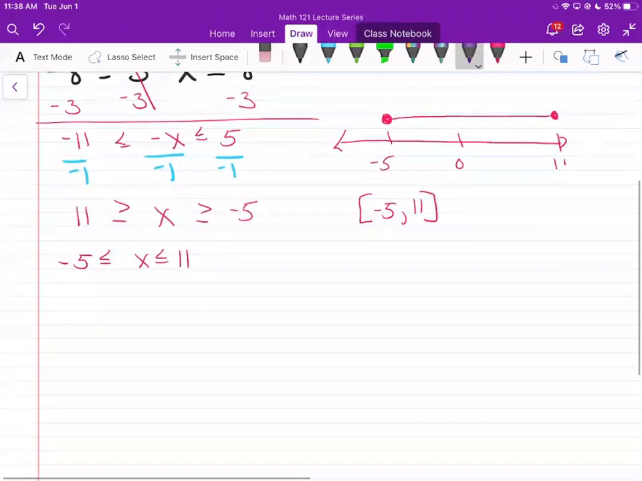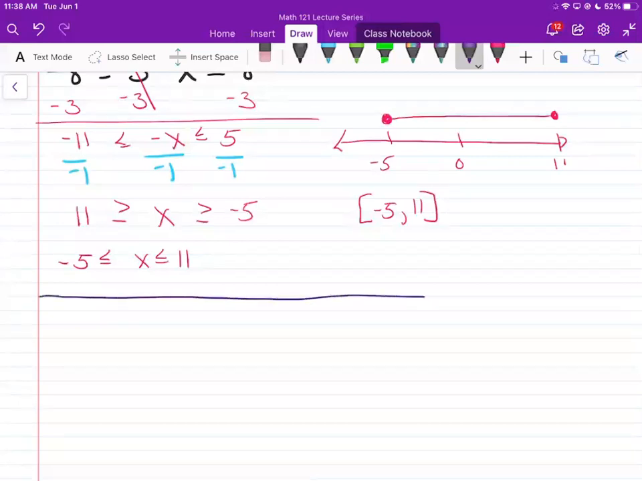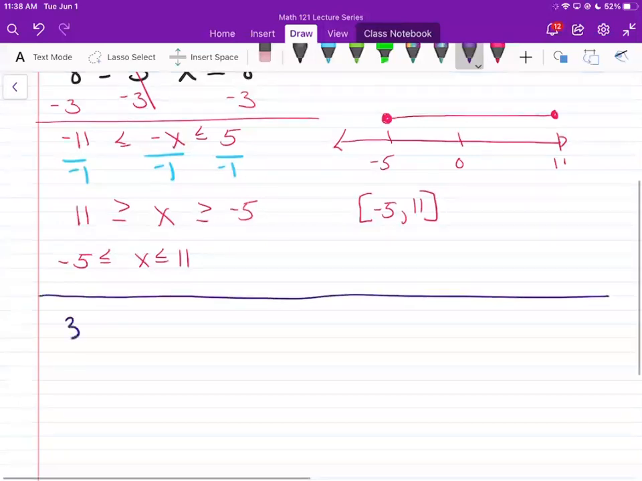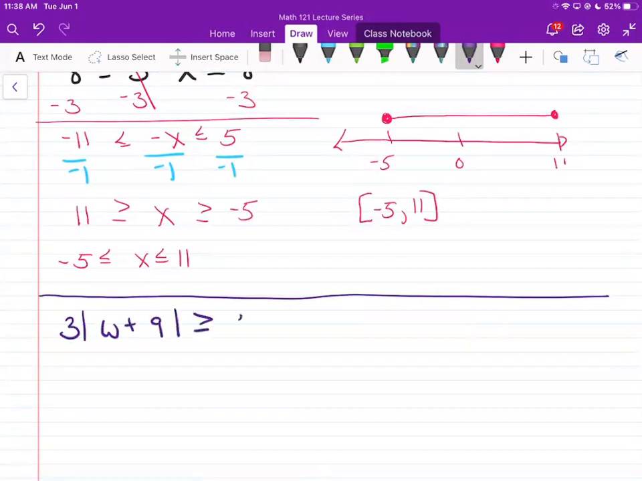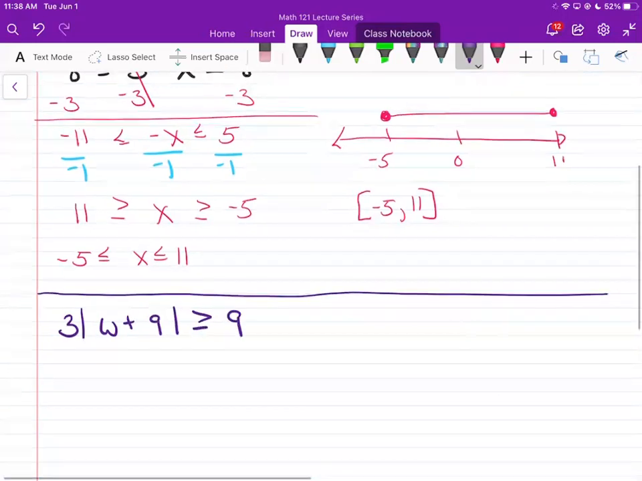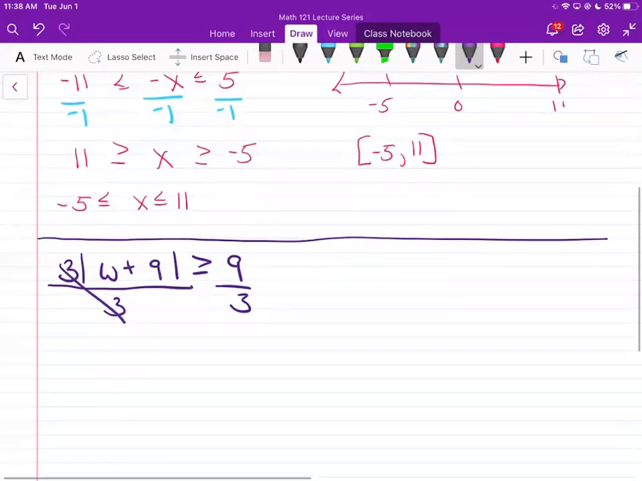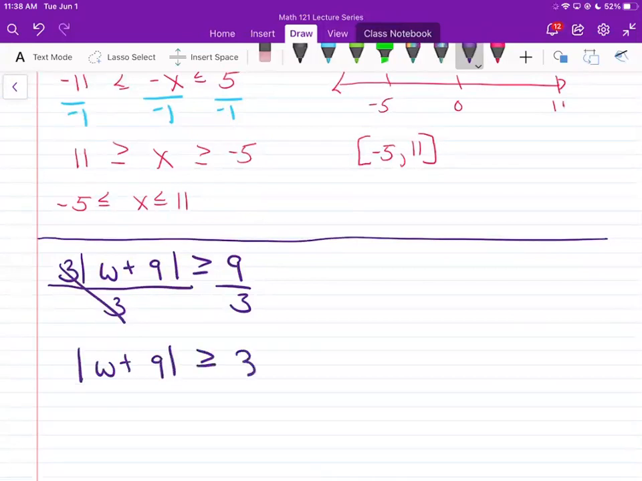A greater statement would look something like this. Perhaps we have 3 times the absolute value of w plus 9 is greater than or equal to 9. First of all, I want to isolate my absolute value. So I'm going to divide everything by 3, which leaves me with the absolute value of w plus 9 is greater than or equal to 3.